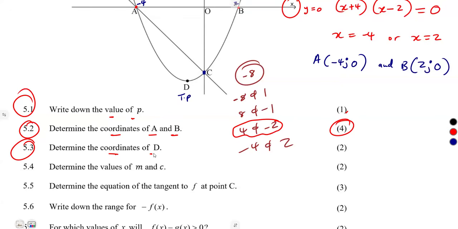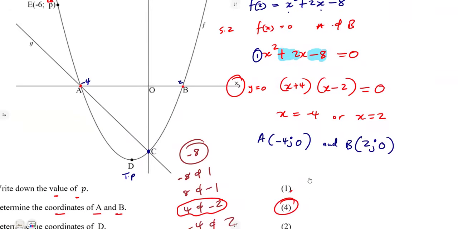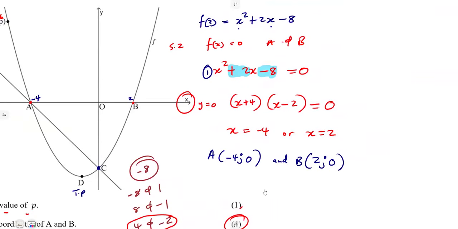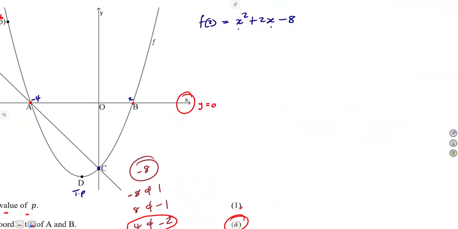Determine the coordinates of D. Remember, D is the turning point. So it follows that, guys, to determine the coordinates of D being the turning point, there are actually so many ways that we can use. We can use the derivative concept to find the x value at that point, since D represents the turning point.